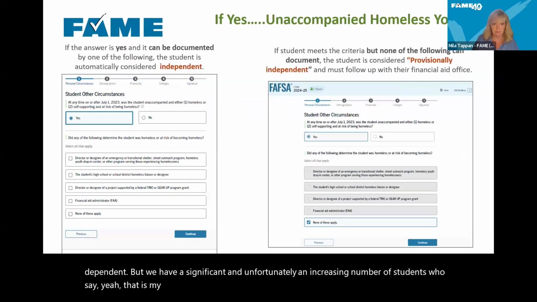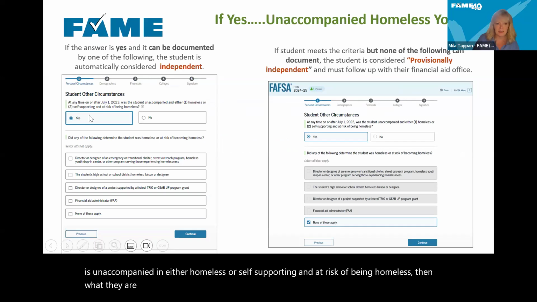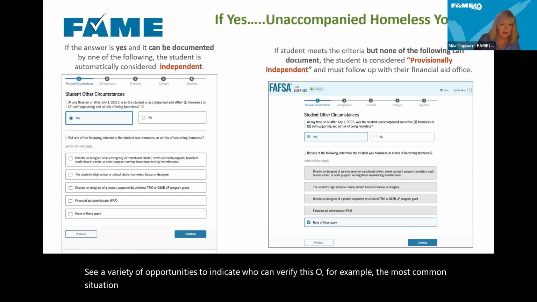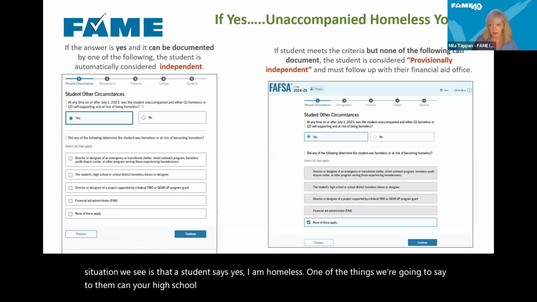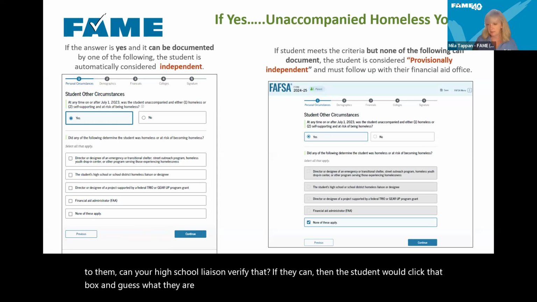So what happens then? If the student says yes, I am a student who is unaccompanied and either homeless or self-supporting and at risk of being homeless, then they are going to see a variety of opportunities to indicate who can verify this. So, for example, the most common situation we see is that a student says, yes, I am homeless. One of the things we're going to say to them is, can your high school liaison verify that? If they can, then the student would click that box, and guess what? They are automatically considered to be independent.